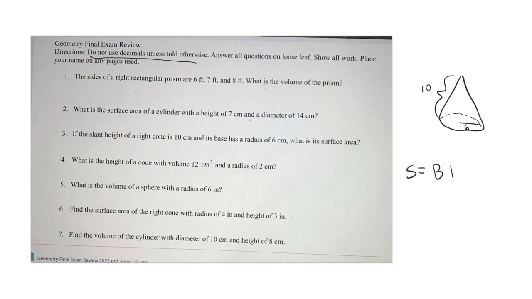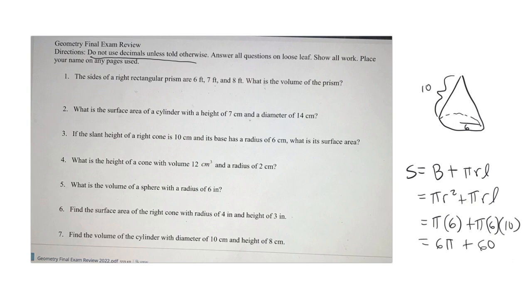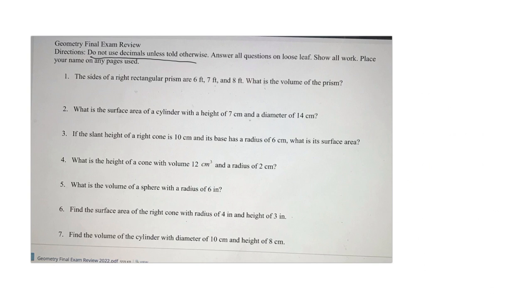area of the base plus pi r times the slant height. So the area of the base is, of course, going to be pi r squared, so we could write that as well. And we are therefore ready to go ahead and plug in numbers. We have 6 here, 6 there, and also 10 there. So we have 6 pi plus 60 pi, also known as 66 pi. So that's the answer with that one.